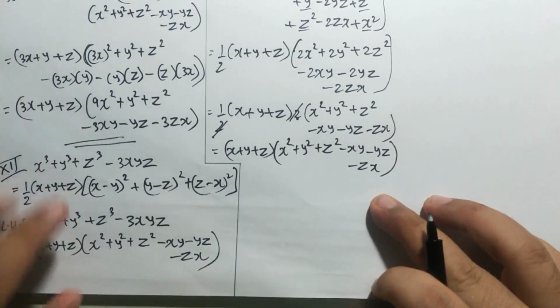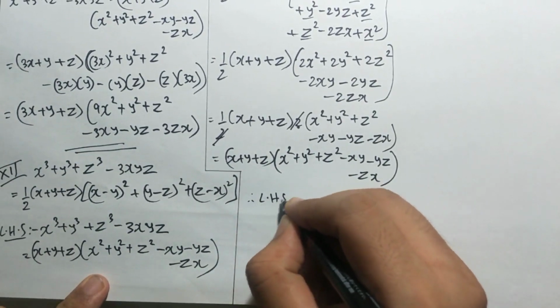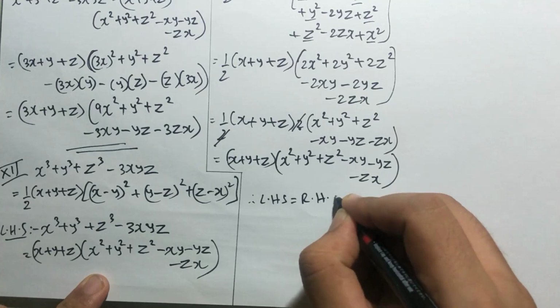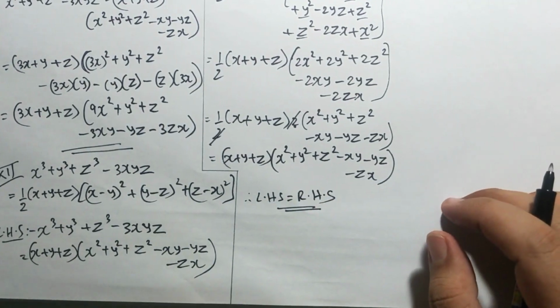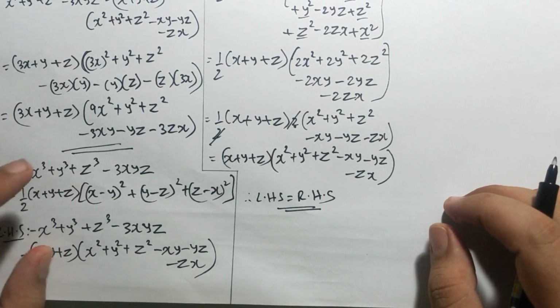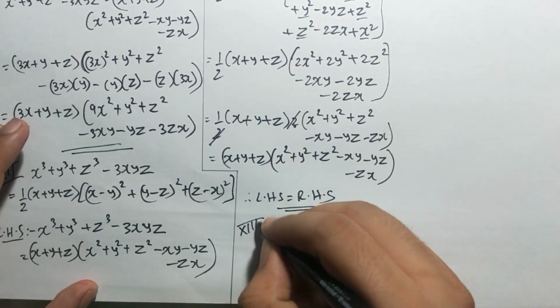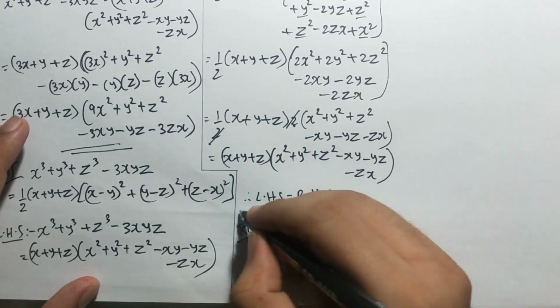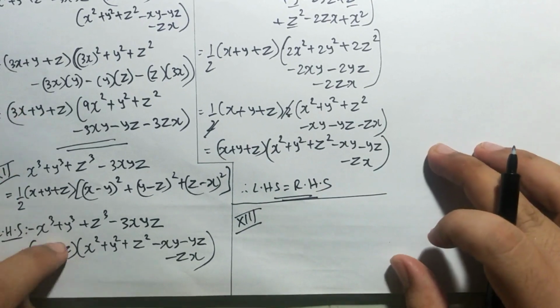This is same as this identity. See, therefore LHS is equals to RHS. Understood? Let us proceed towards the 13th sum. This 13th sum, actually this is the main important application of this identity.